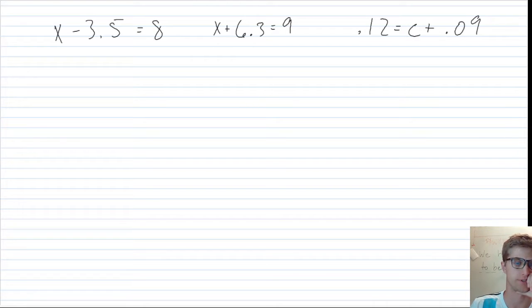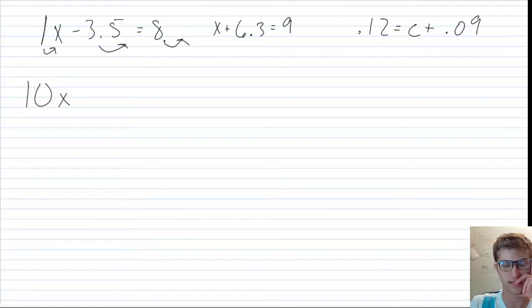So for decimal clearing, if we see a decimal, we want to ask what's the most number of decimal places we have. In this case, it's just 1. So we're going to move the decimal over 1 everywhere. Now you may think that's all, but remember, there's an imaginary 1 in front of our variables. So we can move that over 1 as well. So instead of 1x, now we have 10x. That's a very important aspect.